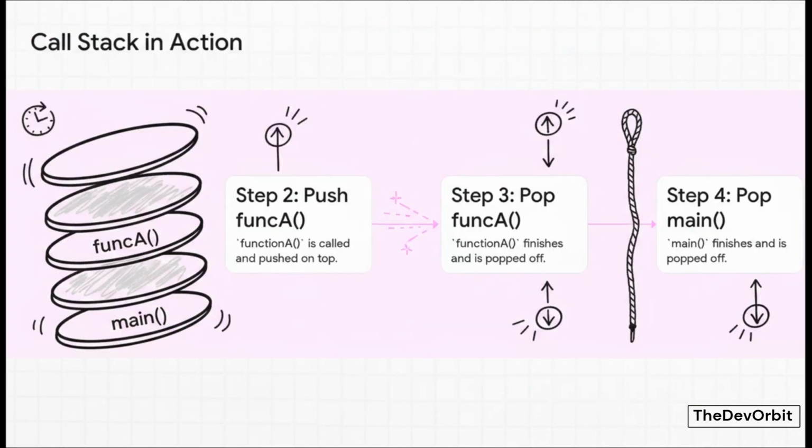Okay, but here's a question. JavaScript can only do one thing at a time, right? It's single-threaded. So how on earth does it keep track of all the functions it needs to run? Well, that's where the call stack comes in. It's kind of like a stack of plates at a cafeteria. Last one on, first one off. When a function is called, bam, it gets pushed onto the top of the stack. It does its thing, and as soon as it's finished, it gets popped right off. The engine then moves to the next one down.